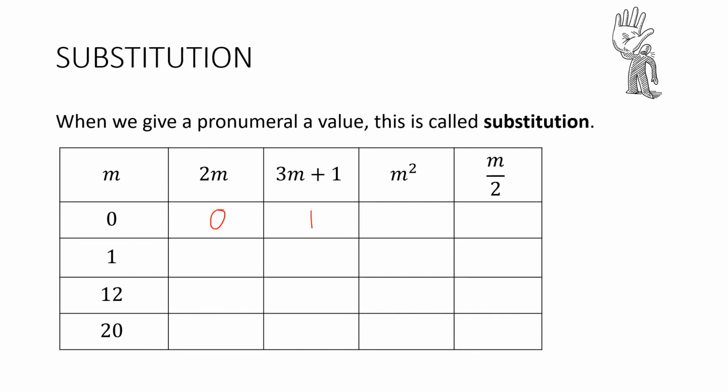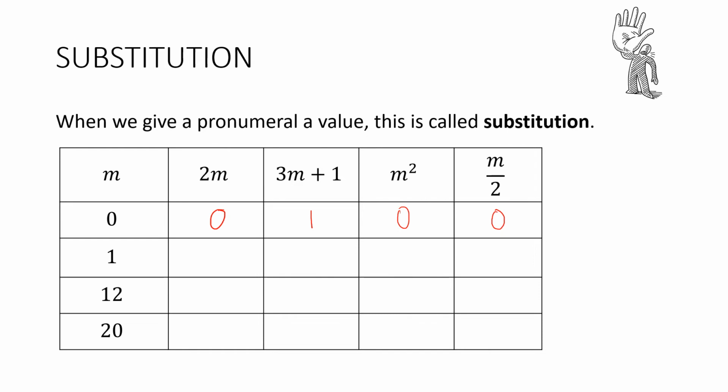Then I've got M squared. M squared means M times M. So in this case, 0 times 0, which is 0. And finally, M divided by 2, which is 0 divided by 2, which is also 0. Okay, pause the video and have a go at the rest.